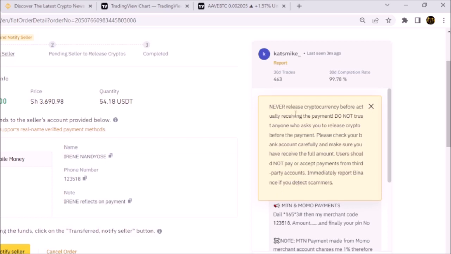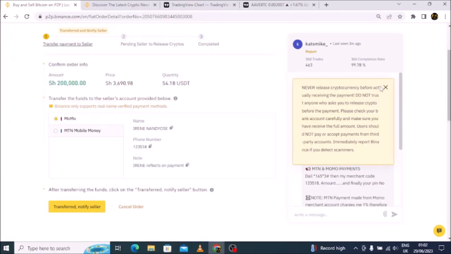So this is an official post from Binance. You have to understand exactly what to do before you use P2P. So I hope you have understood, guys.